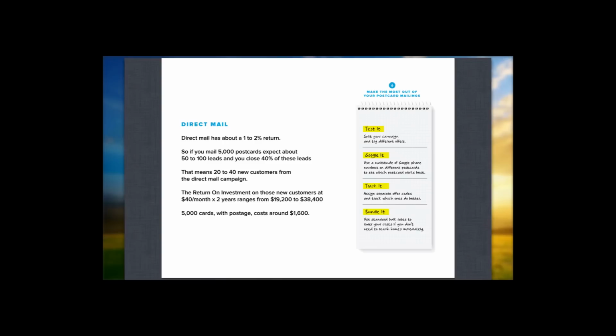So direct mail has about a 1 to 2% return. Now, if you're getting better than 2%, that's awesome. Keep going with it. But let's take a quick example of how the payoff is on direct mail.